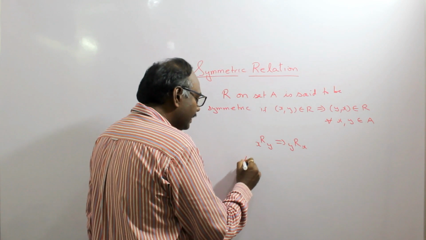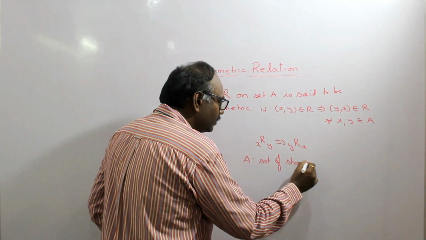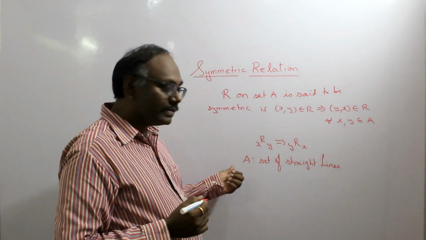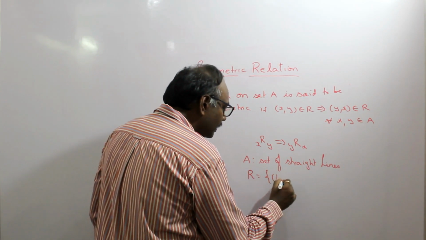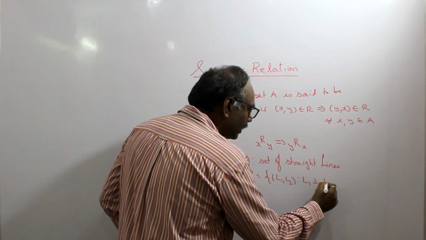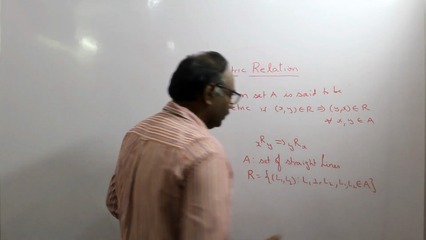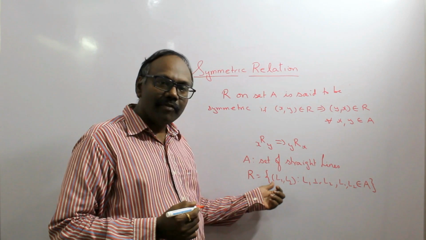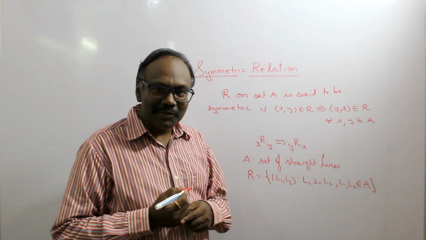Now, let us take a small example. Let us define A to be the set of straight lines. Now let us define a relation on the set of straight lines. So R is the set of all ordered pairs L1, L2 such that L1 is perpendicular to L2, where L1, L2 belong to set A.